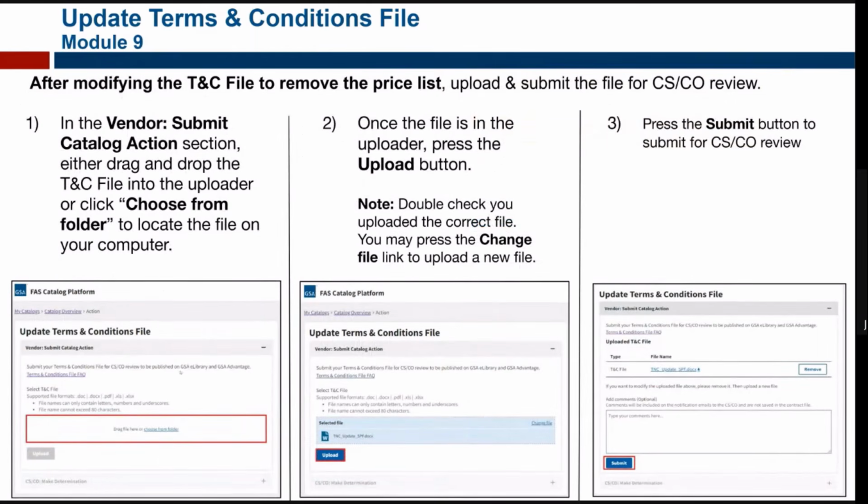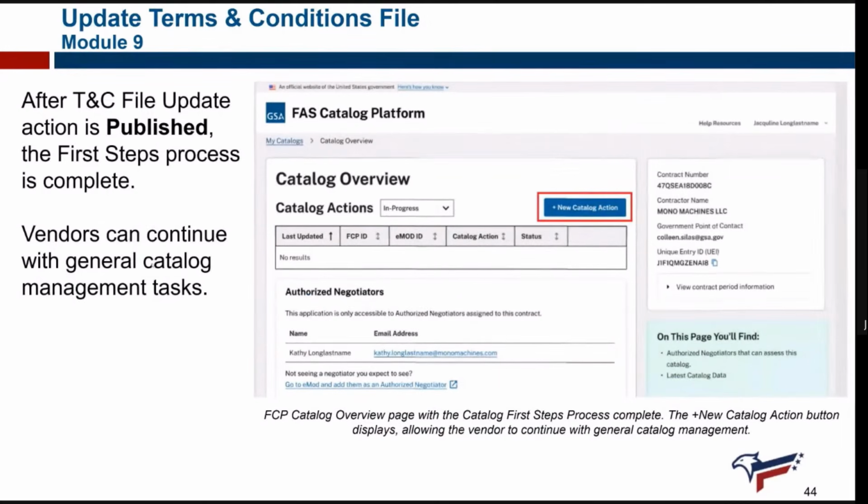Same steps here. You'll upload that TNC file. The one thing I wanted to point out here is when you're updating your TNC file offline, please remove that pricing information, okay? Again, that price list information is already part of the Services Plus file, so it just needs to be removed out of your TNC file, okay? So once it's removed out of your TNC file, then upload your TNC, and once it's published, you will then be able to continue with general catalog management tasks.